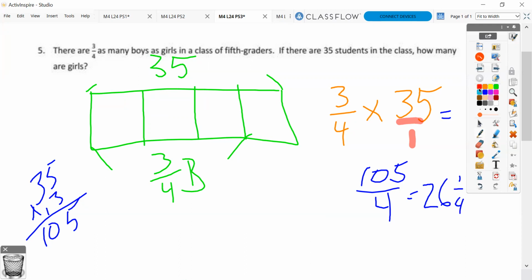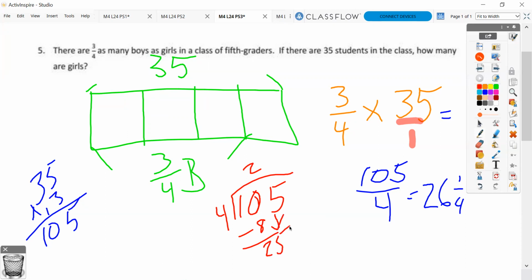Let me prove that with the standard algorithm, but we can work through steps in our head like that. 2 groups of 4 come out of 10, right? And so that will be 2 remaining 10s. And then I bring down my 5, and 4 groups of what? 4 groups of 6 gives us 24, and minus 1, so that would be 26 and 1/4. Wait, how is that possible? How can we have 1/4 of a student? So how do we answer this question, right? Like, can I have 1/4 of a student in this class?